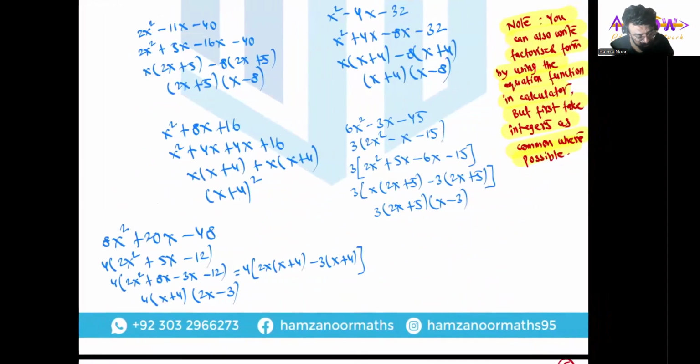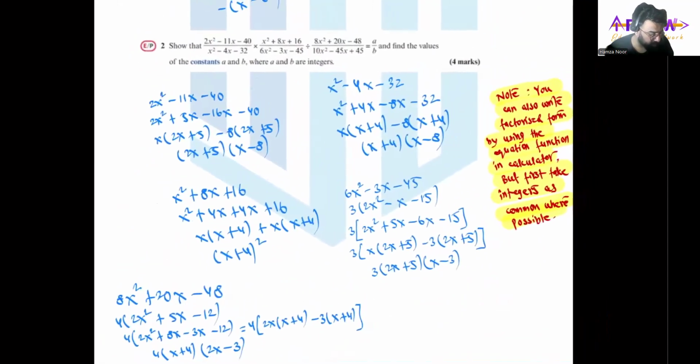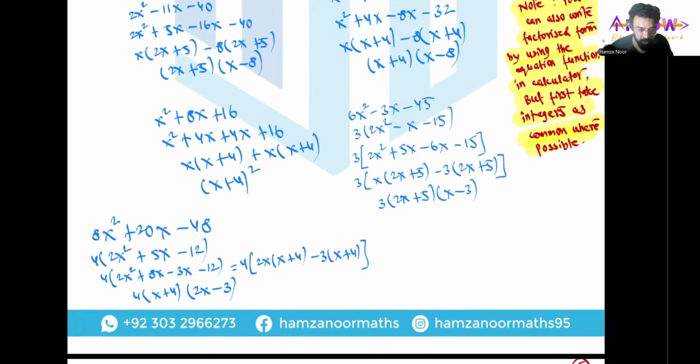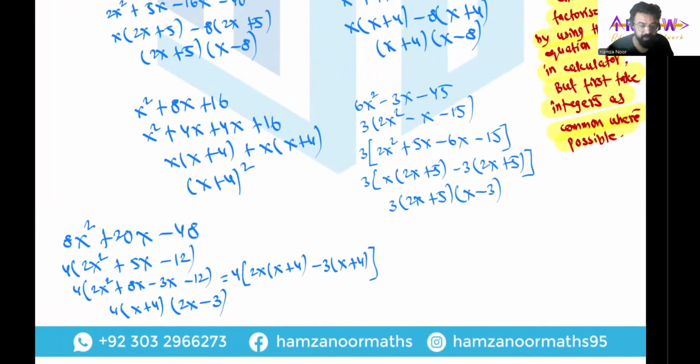All right. And then we have 8x squared plus 20x minus 48. So 4 is taken as common and multiplied by 2x squared plus 5x minus 12. So 2 times 12 is basically 24, and 8 times 3 is also 24. And after subtraction, we need to get positive 5 in between. So 2x squared plus 8x minus 3x minus 12. Okay, so 4 is already outside. Taking 2x as common multiplied by x plus 4, taking minus 3 as common multiplied by x plus 4. All right, so 4 is completely multiplied by x plus 4 multiplied by 2x minus 3.